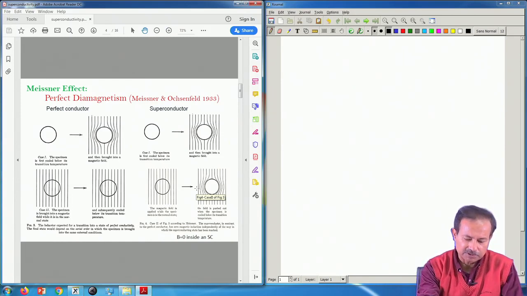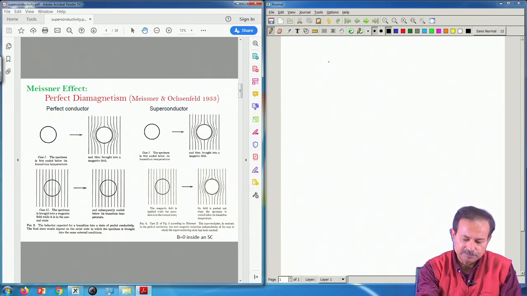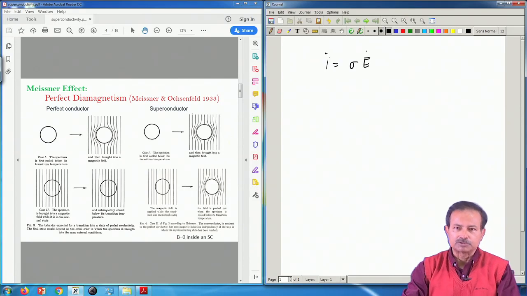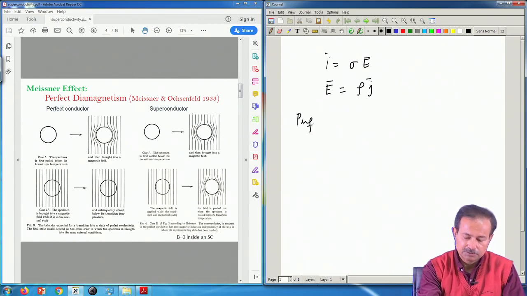I do not know if you have tried doing it, but let us see. I will just give you an outline of how to do it, and it is extremely simple. For example, J equal to sigma E is a standard equation that we use for any transport. This is the current density proportional to electric field. So, I can invert this to write E equal to rho J. Now, as I said, a perfect conductor is rho equal to 0.